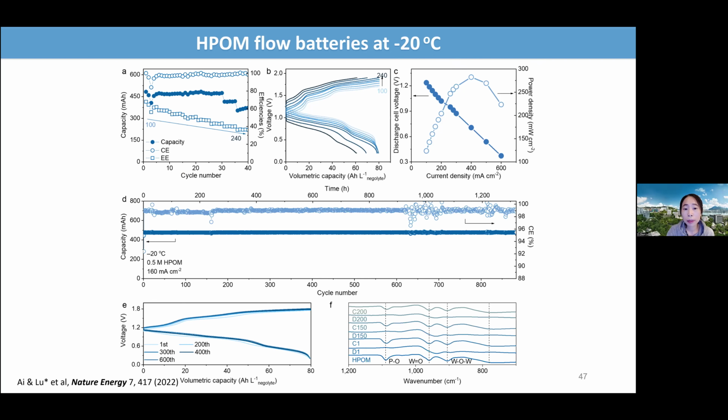And the stability can be sustained for more than 1,200 hours and more than 1,000 cycles at negative 20 degrees at 160 milliamp per square centimeter. Right, it's a very high current density for a low temperature operation. And even after cycling, we can observe no structural changes of this type of material.